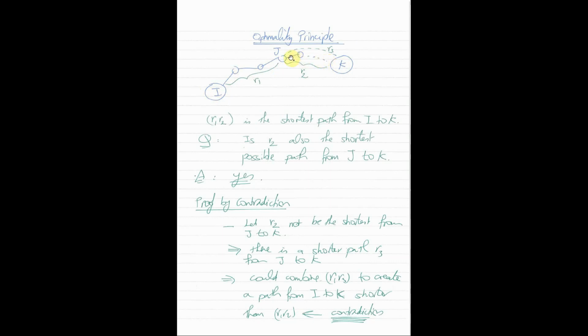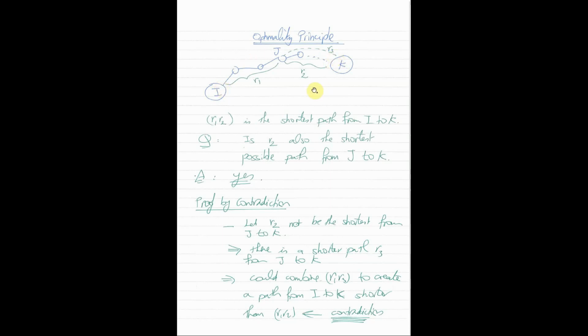Now the question is that portion of this path from J to K. Starting from J, following the same path until we reach K, is that portion of the given path from J to K the shortest possible path from J to K, or is there any other path from J to K which is different from this one? This is the question. Now the answer is yes. That path from J to K along the original path from I to K is the shortest possible path from J to K. There is no other alternative path from J to K which is shorter than this portion of the original path from I to K.